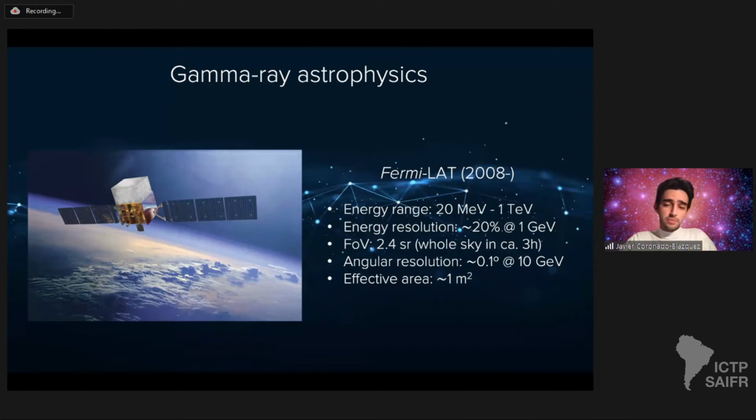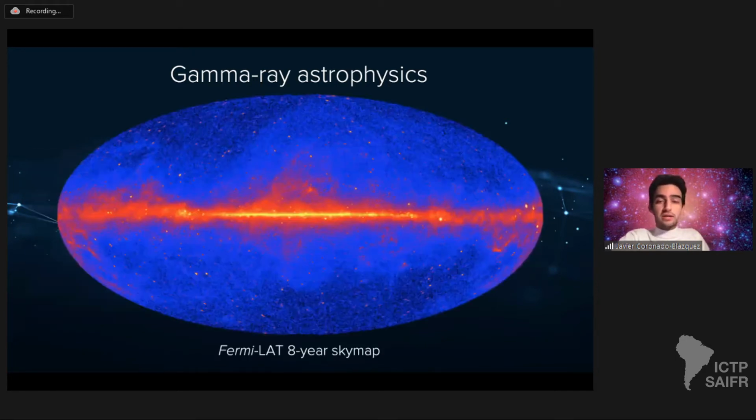So these are some specifications. The energy range is perfect to cover the WIMP dark matter searches. And I would like to stress the extremely huge field of view of 2.4 steradians, which is, I think, 1/5 of the sky. So we can have a whole sky map every 3 hours. This allows us to produce this kind of beautiful image. This is the 8-year operation Fermilab sky map in galactic coordinates. So you have here prominently the galactic plane and then lots of things around.